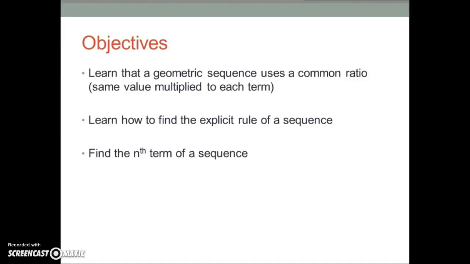For geometric sequences, we're going to learn that a geometric sequence uses a common ratio, or the same value multiplied to each term. We'll learn how to find the explicit rule of a sequence, which was similar to what we did with the arithmetic sequences, and we'll learn how to find the nth term of a sequence.